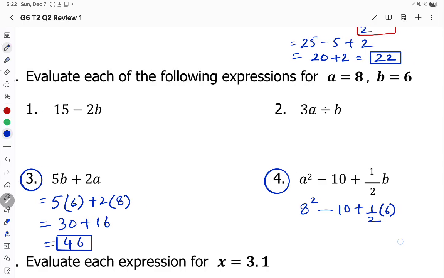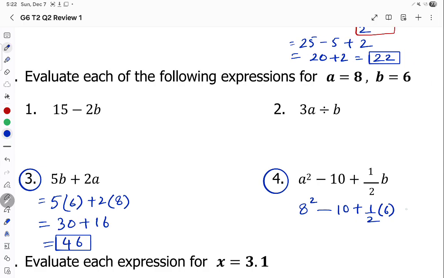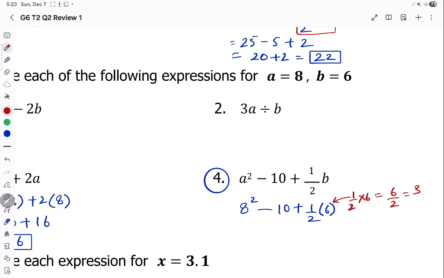Once again, half parenthesis 6 means half times 6. Half times 6 is 1 times 6. You multiply the numerator with the numerator. The denominator here, since it's nothing, is 1. So 1 times 6 over 2 times 1. 1 times 6 is 6 over 2, 2 times 1 is 2. So 6 over 2, which is 6 divided by 2, is 3.